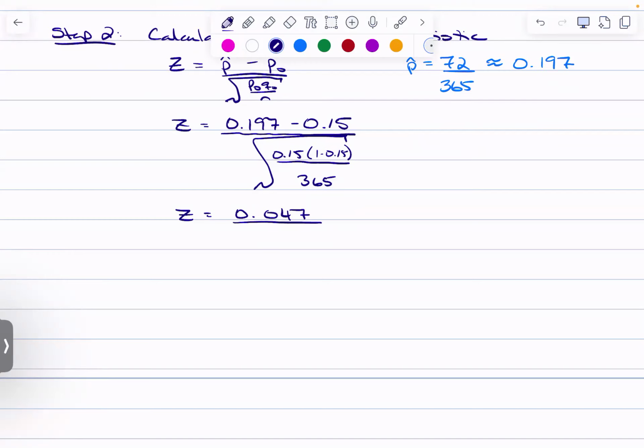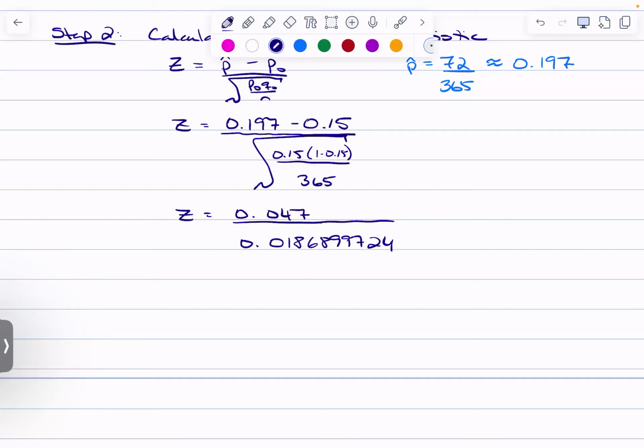0.047 divided by 0.15, oops, 1 minus 0.15 times 0.15 divided by... my standard error, unless I flubbed it, is 0.01868999724. And of course, in Excel, you would keep all your decimal places, or you would be able to.